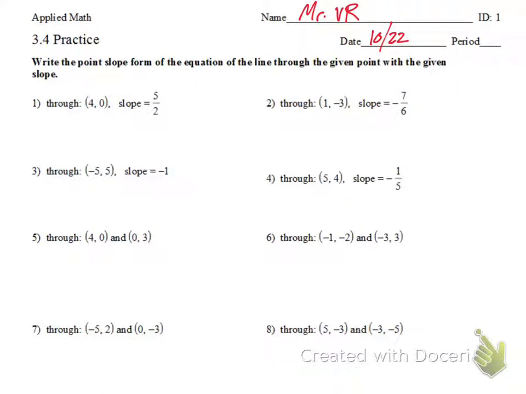Just wanted to give you a little bit of extra practice for the homework tonight, 3.4. I'm going to do some of the odds. If we start with the first one, make sure we're reading the directions, okay? It says write the point slope form. That's the important part, the point slope form.